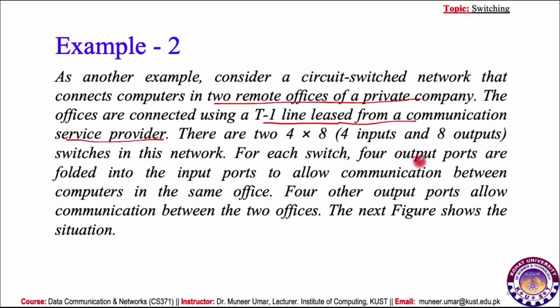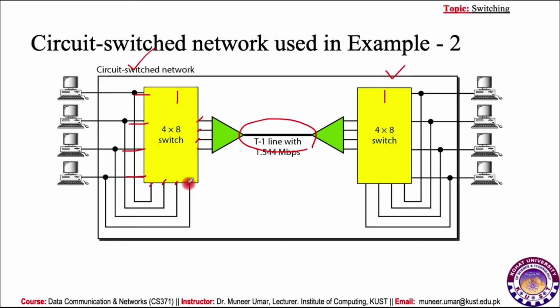For each switch, 4 output ports are folded into the input port to allow communication between computers in the same office. Now if we look into this figure, these 4 outputs are actually used to allow the systems to communicate inside their offices. So let's say number 1 wants to communicate with number 2. So what will happen? This is the input. It will take this output inside the switch, and this connection is now established.